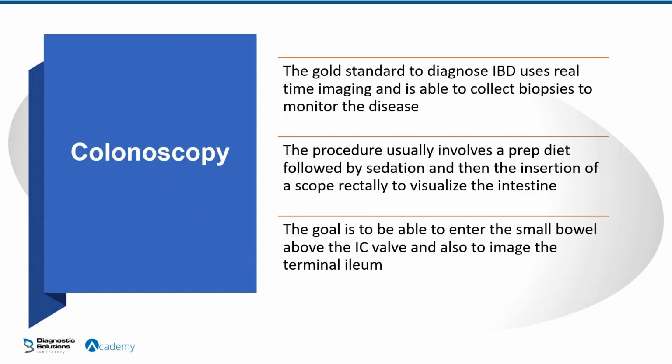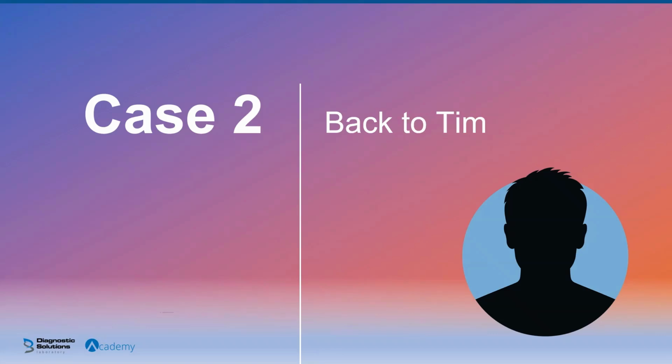Colonoscopy is the gold standard for diagnosing either Crohn's or UC, and what they do is they visualize through the rectum and they take biopsies to see how inflamed the condition is. There is a prep diet for this condition. They do use sedation and they do insert a scope into the intestine. The goal is to be able to enter the small bowel above the ileocecal valve to image the terminal ileum where most Crohn's disease lives.